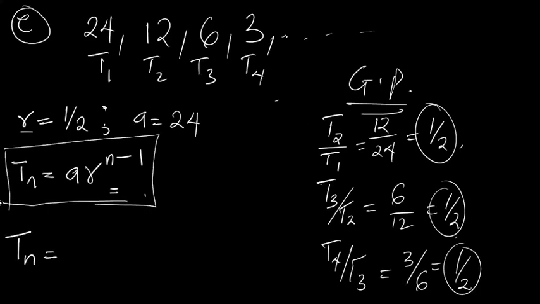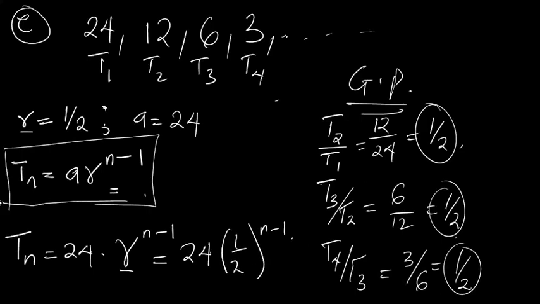So the nth term will now be 24 times r raised to power n minus 1. The r is what? Half. So let's just input that. So we have 24 times 1 all over 2, all raised to power n minus 1. So this will be equal to 24 times 1 over 2 raised to power n minus 1.